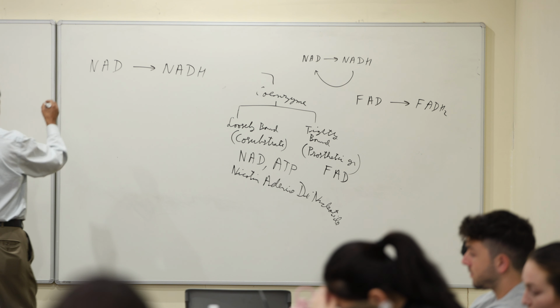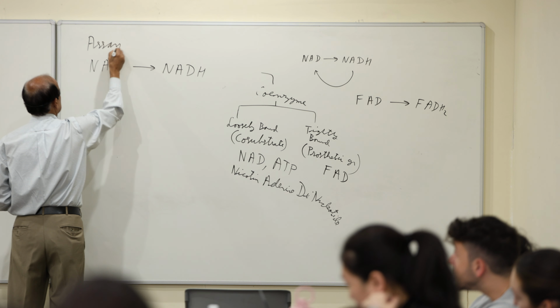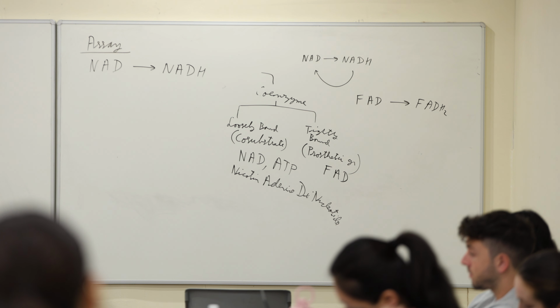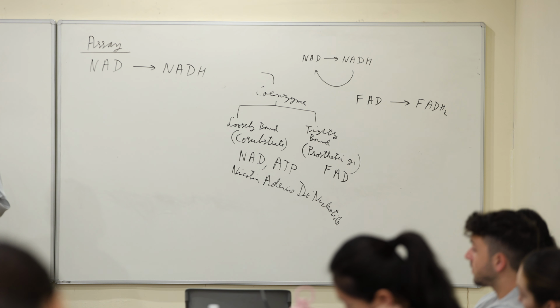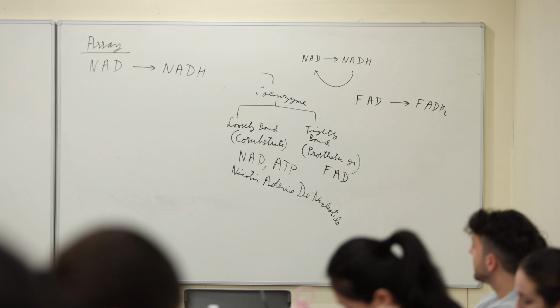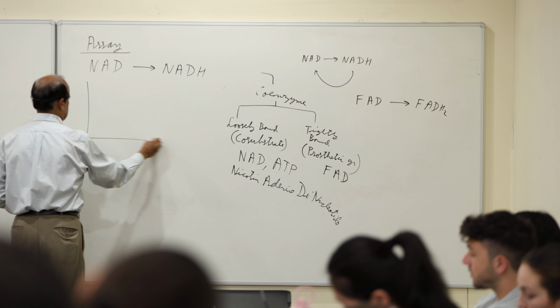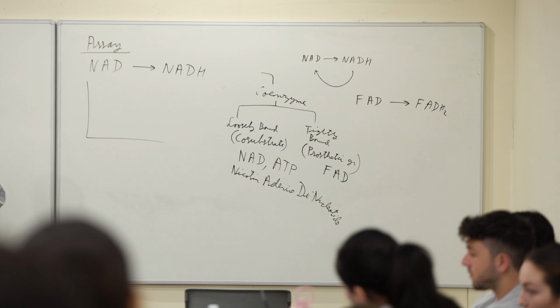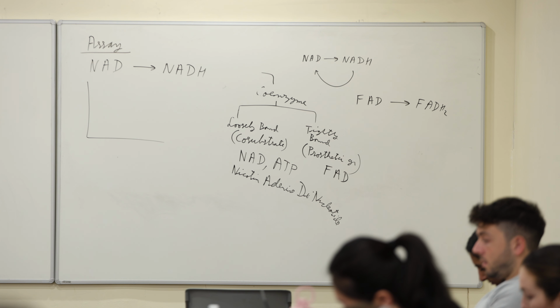Every enzyme must have an assay, which is a method for detecting its activity. One method you can use for an NAD-containing enzyme is to measure the amount of NADH, because NADH has a very clear absorption at 340 nanometers. Professor, what does assay mean? Assay means a way to measure activity. So if you're doing any work with any enzyme, you must have an assay.